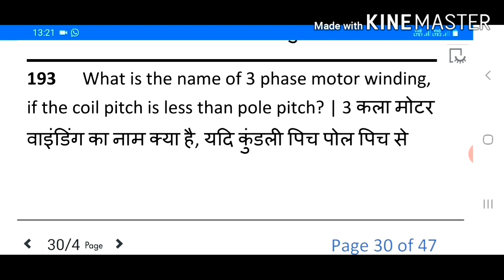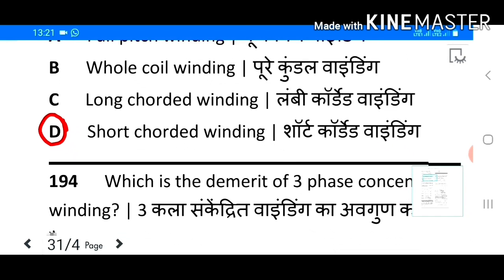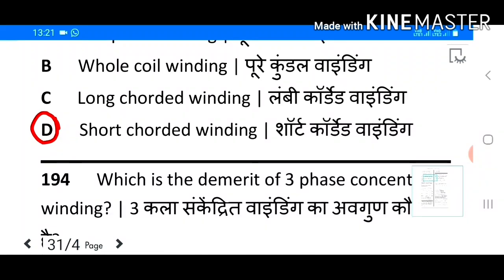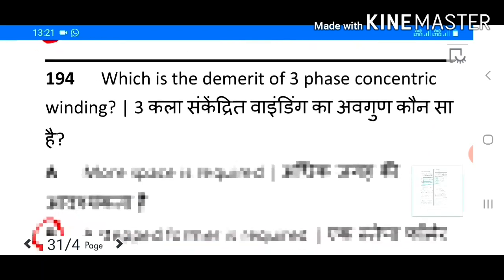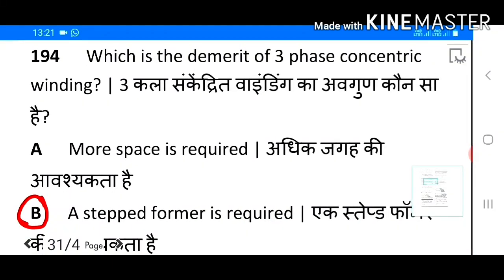193. What is the name of 3-phase motor winding if the coil pitch is less than pole pitch? Answer D. Short corded winding. 194. Which is the demerit of 3-phase concentric winding? Answer B. A stepped former is required.